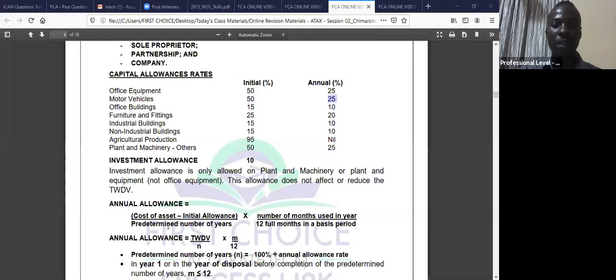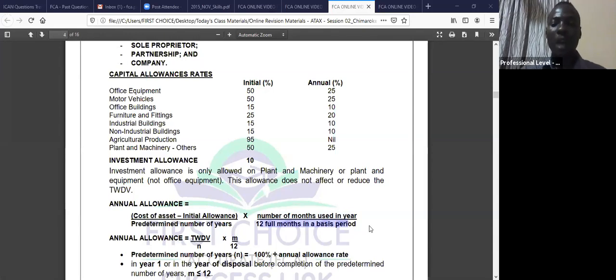Now, after getting the number of years, we sometimes do not use this M/12, because it is not in all cases we use it. For example, if it is the first year of use for that asset and the basis period for that year is less than 12 months, you have to prorate it by saying M over 12. M means the number of months the asset was used for that year, divided by 12 full months. Anything you get here, you prorate it. This applies to the first year the asset is being put into use.